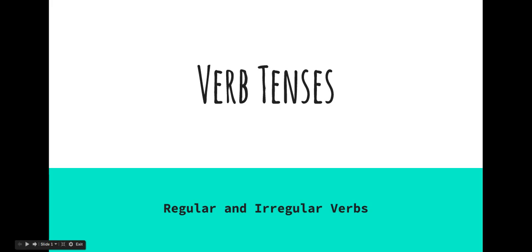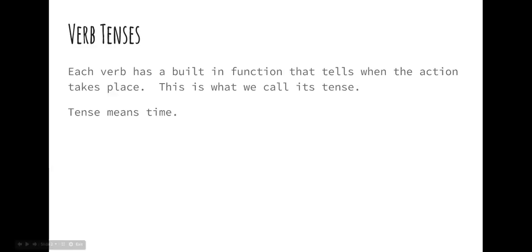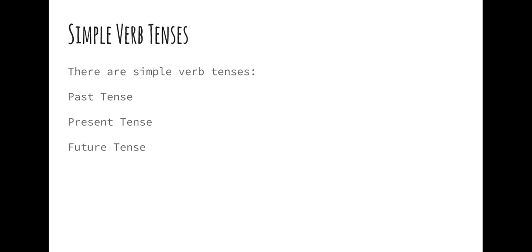Okay, today we're going to talk about verb tenses. There are regular and irregular verbs. Each verb has a built-in function that tells when the action takes place. This is what we call its tense. Tense means time. The simple verb tenses. There are 3 simple verb tenses. They are past tense, present tense, and future tense.